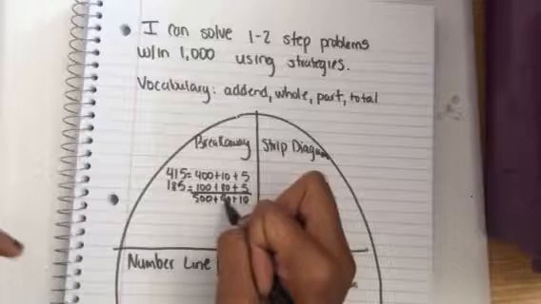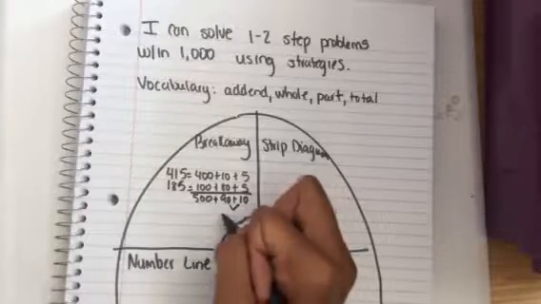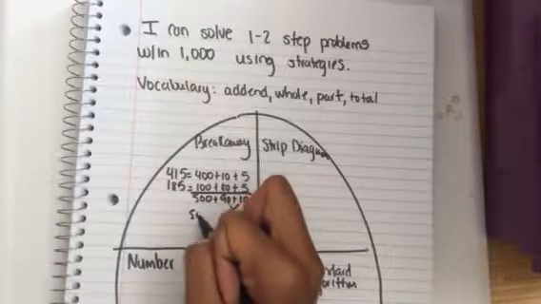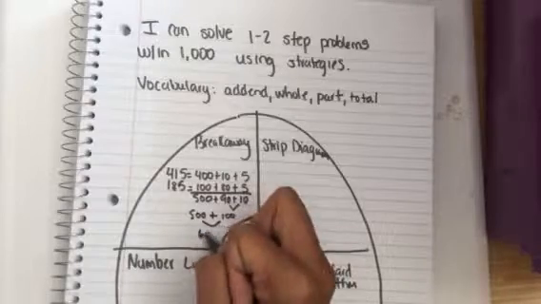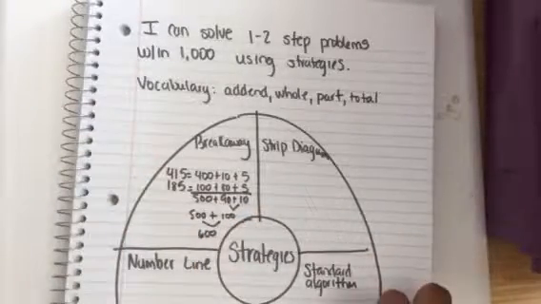So then we have 500 plus 90 plus 10. What's 90 plus 10? 100. And what's 500 plus 100? It is 600. And that is a simple breakaway.